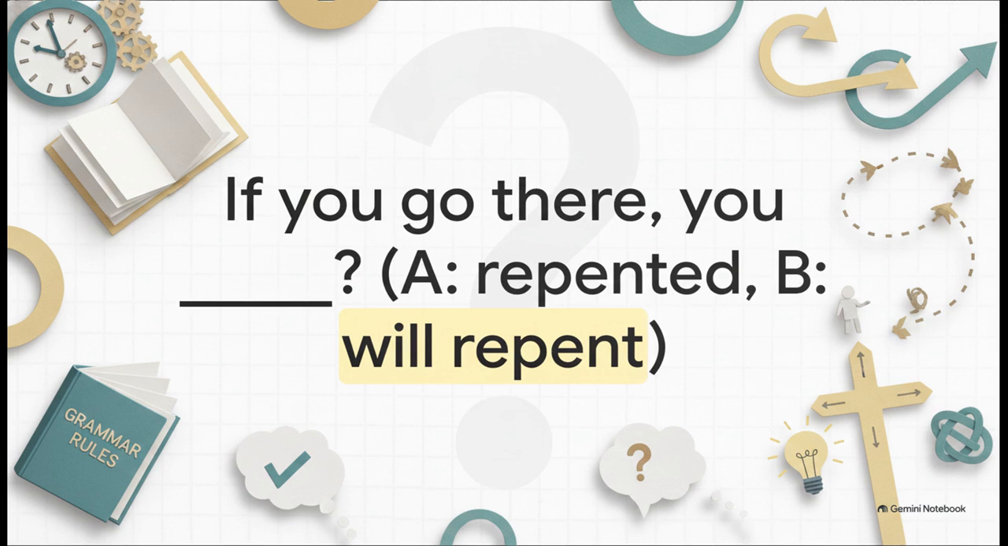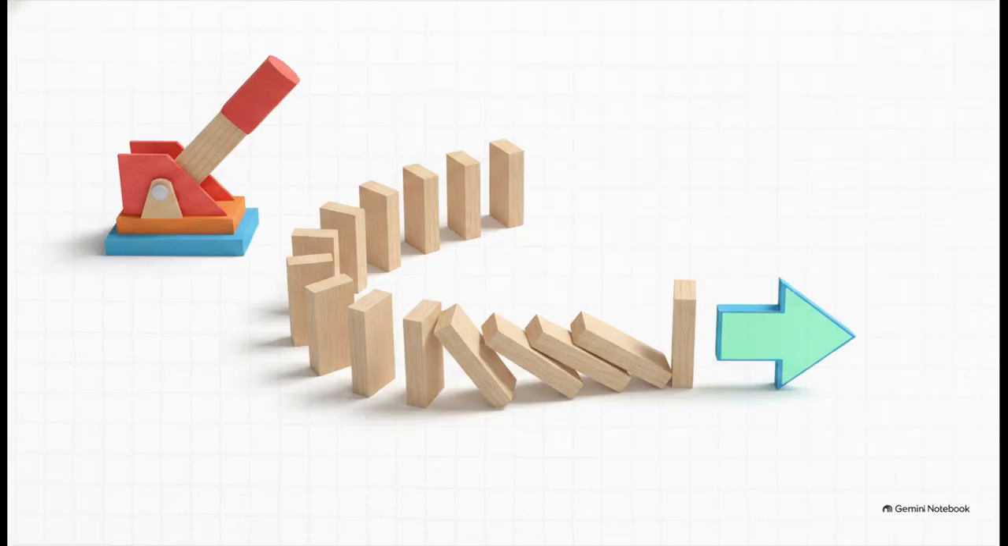We are testing your knowledge of conditional tenses. "If you go there, you blank." Think really carefully about the condition being set up here. And this brilliantly illustrates the rule of open conditions. The correct answer is B, "will repent," because the if clause sets up a condition in the simple present. If you go there, it logically triggers the simple future tense for the result. Basically, if this happens now, then that will happen later.